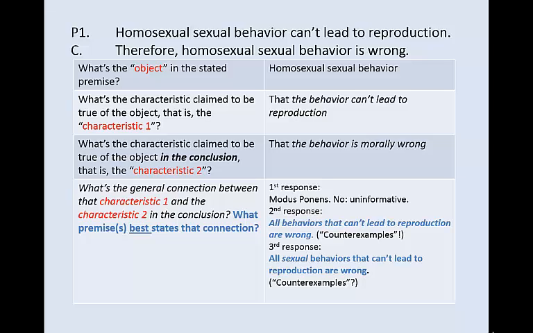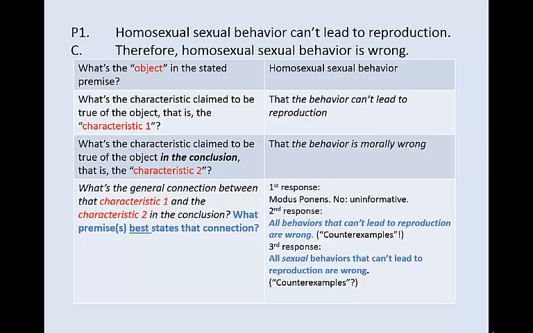But at the very least, we're left wondering, well, why think that? Why think that's true? And a more general premise would give us an answer there. So here's a couple candidates for that. Somebody could argue, look, all behaviors that can't lead to reproduction are wrong, so therefore homosexual sexual behavior, since it can't lead to reproduction, is wrong.